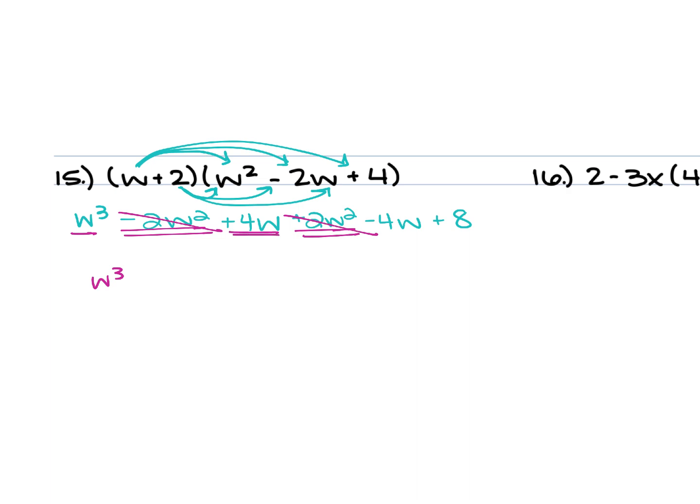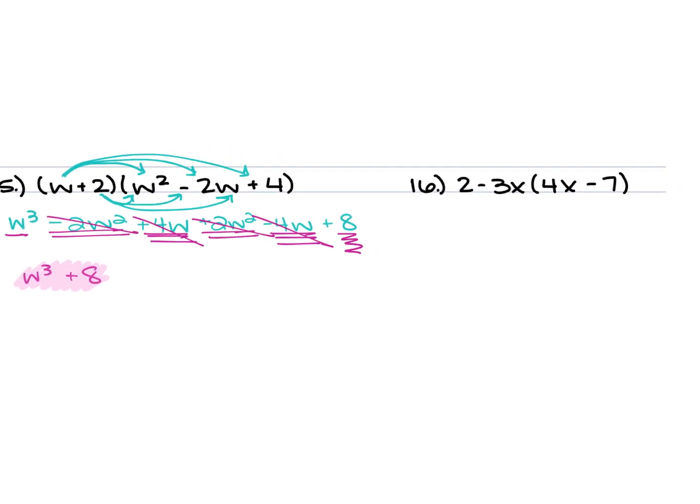Next, you have the 4w and the negative 4w. Those are also opposites of one another, so those cancel each other out. The last thing that you have is that 8. So it's just w cubed plus 8.